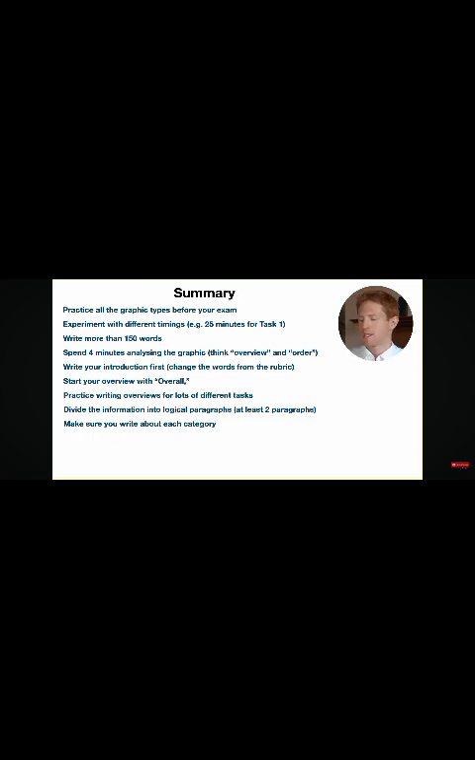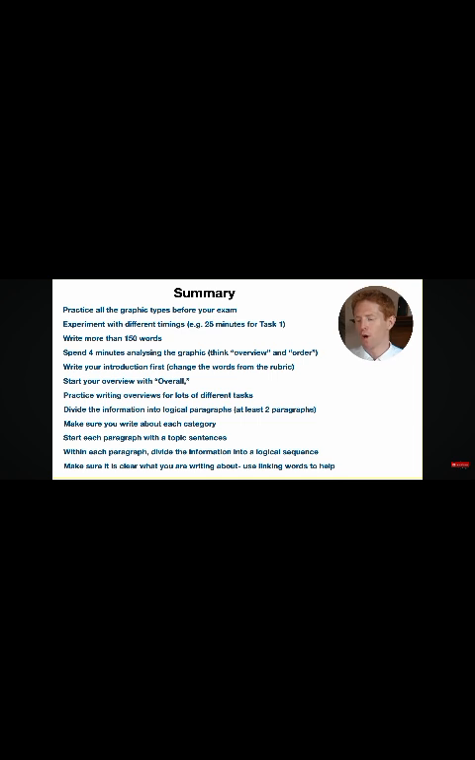This will dramatically lower your score. Start each paragraph with a clear topic sentence. The sentence is often shorter. And then within each paragraph, divide the information into a logical sequence. For example, starting talking about American football and then basketball and then other sports. Finally, make sure it is clear what you are writing about, and so you can use linking words like finally and however to do that.